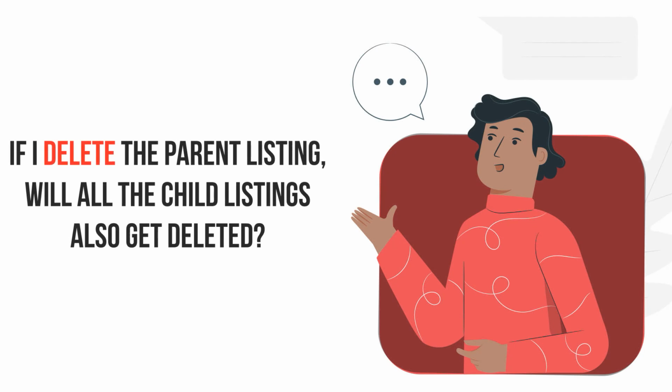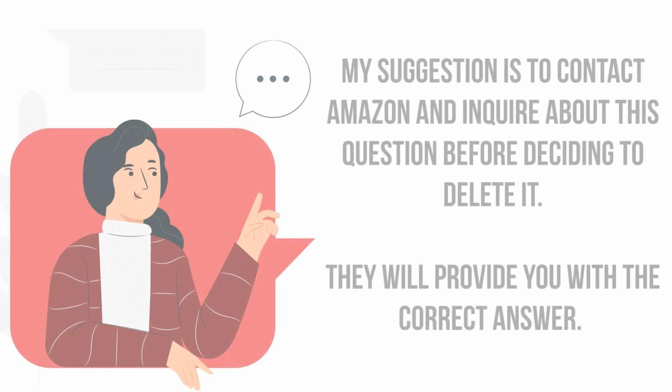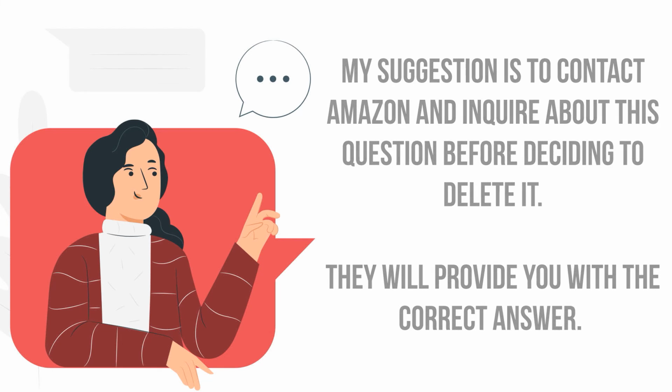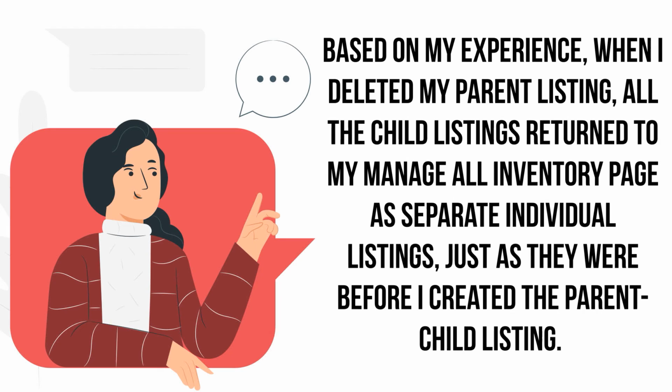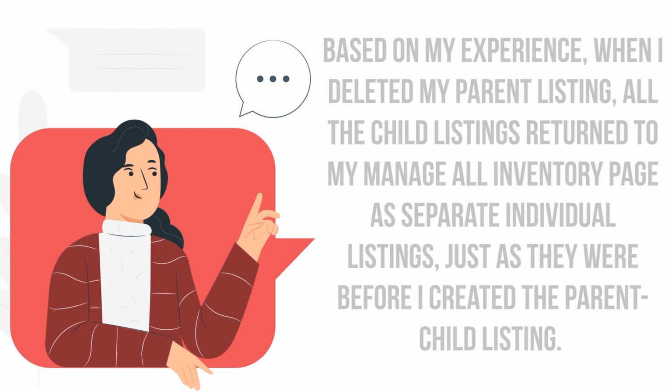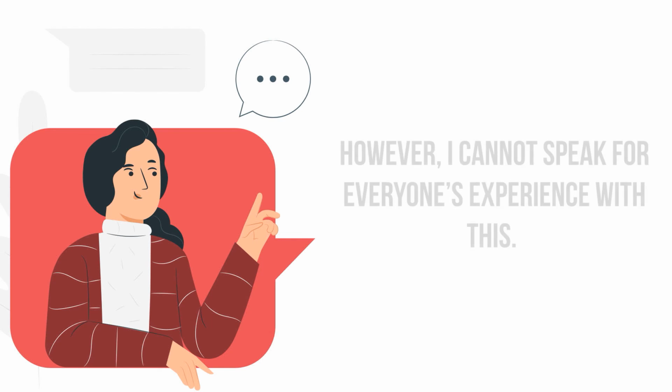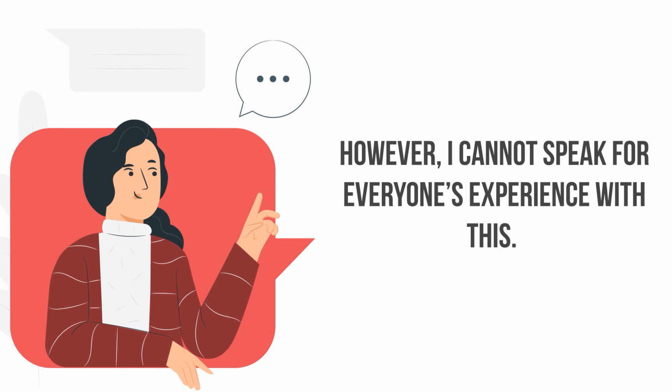If I delete the parent listing, will all the child listings also get deleted? My suggestion is to contact Amazon and inquire about this question before deciding to delete it. They will provide you with the correct answer. Based on my experience, when I deleted my parent listing, all the child listings returned to my Manage All Inventory page as separate individual listings, just as they were before I created the parent-child listing. When I created a new parent-child listing for them, they once again appeared as child listings within the new parent listing. However, I cannot speak for everyone's experience with this.